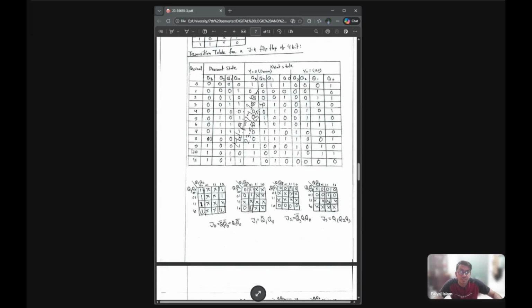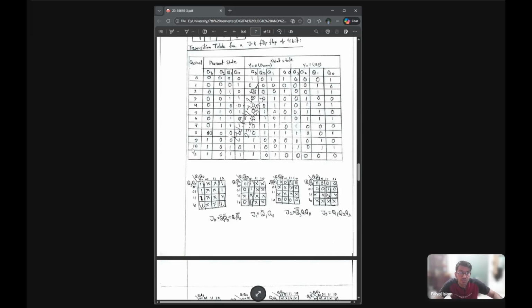Using this transition table, I performed K-map simplification to derive the excitation equations for the flip-flops. For example, the equation for J3 was derived as Q1·Q2·Q3. This equation dictates how the flip-flops count in the 4-bit counter.